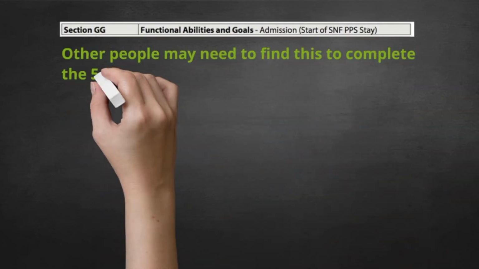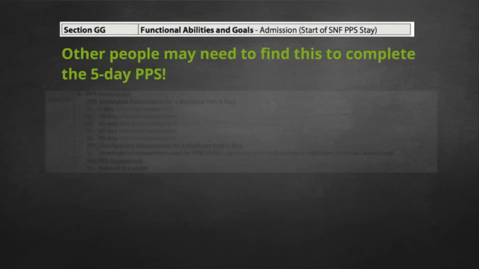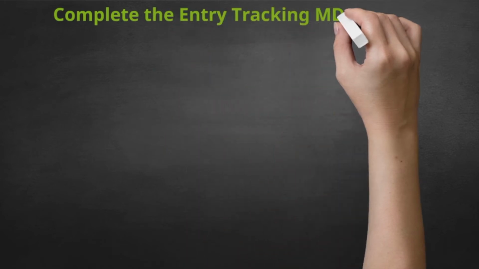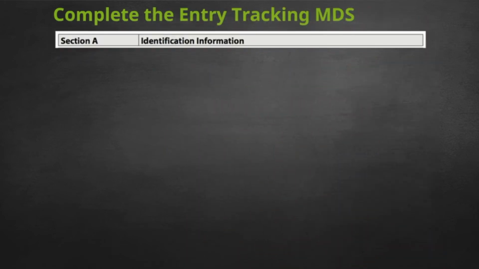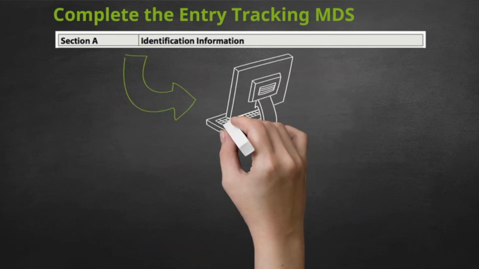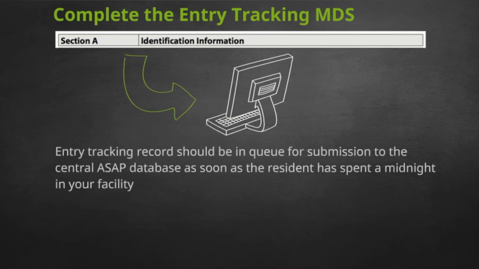Make sure the Admit Section GG is available for the 5-day PPS. Other people may need to find this so they can complete the 5-day PPS. Complete the entry tracking MDS very soon. This will involve verifying discharge information for much of Section A, but not much else. The entry tracking record should be in queue for submission to the central ASAP database as soon as the resident has spent midnight in your facility. In other words, the next day after they arrive.